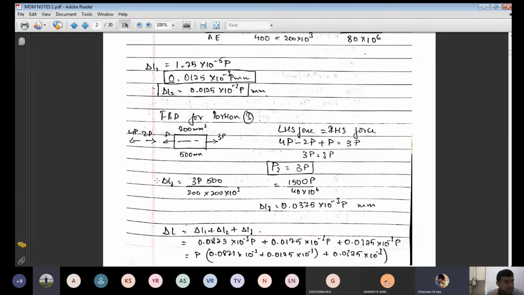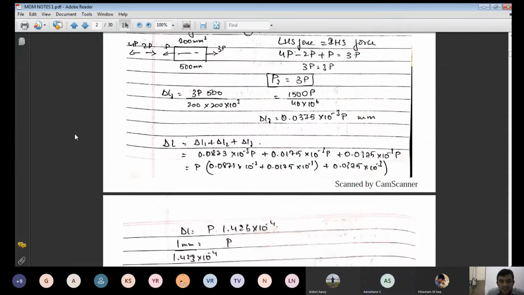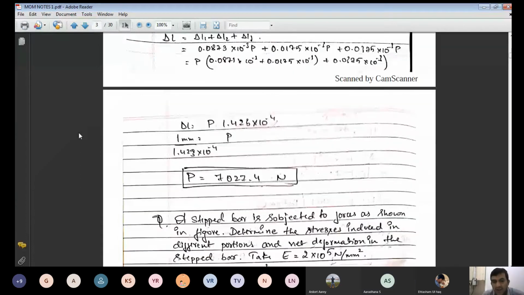Sir, 1.421 into 10 to the power minus 4. Also wrong. Any other value? 7.027 into 10 power 3. Yes, right. Who is this? Aradhana. Yes, you got the right answer, Aradhana. The value of P is 7027.4 Newton. You got it in kilonewton, convert into Newton. Yes, good, Aradhana. All of you got this value.